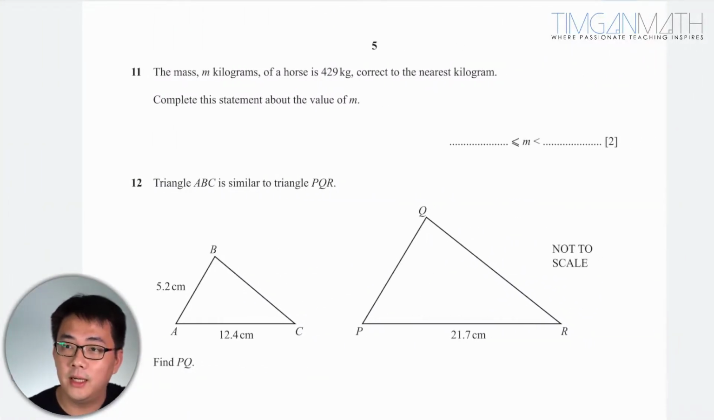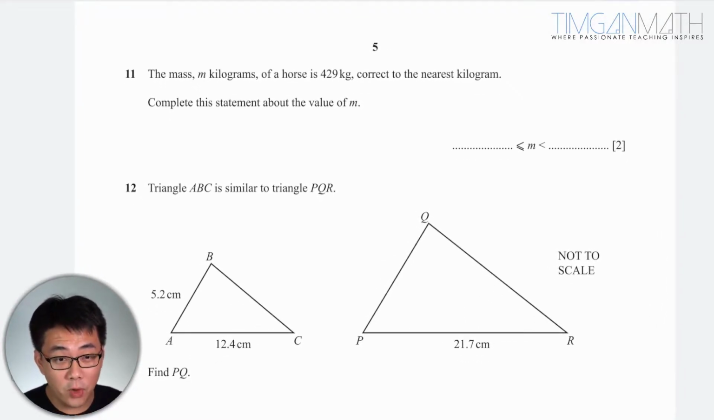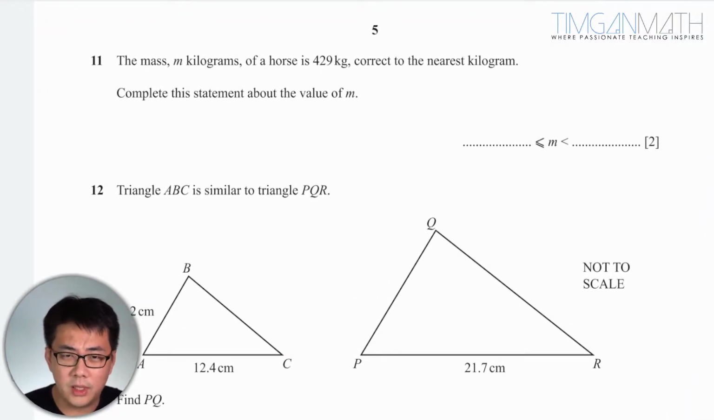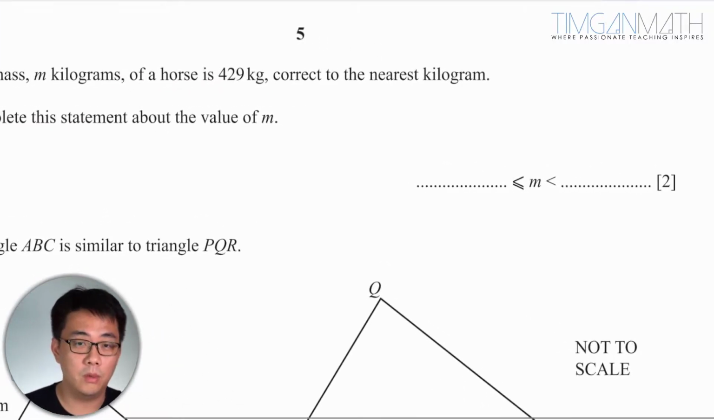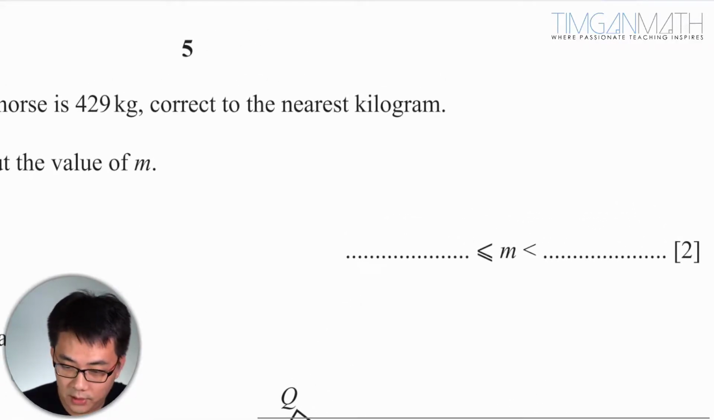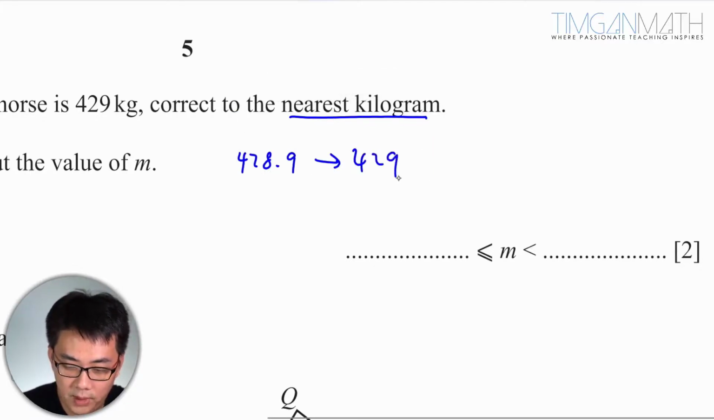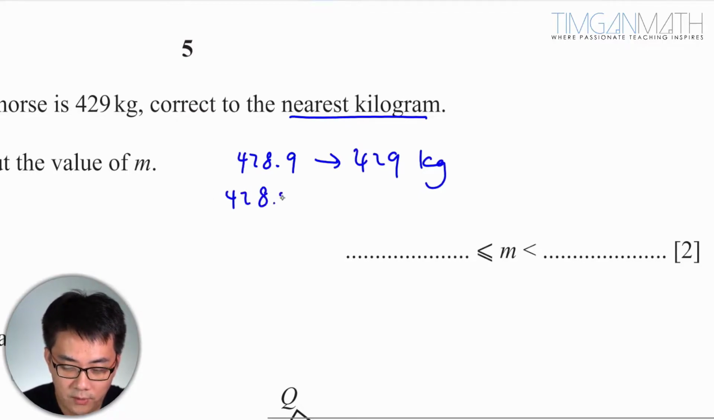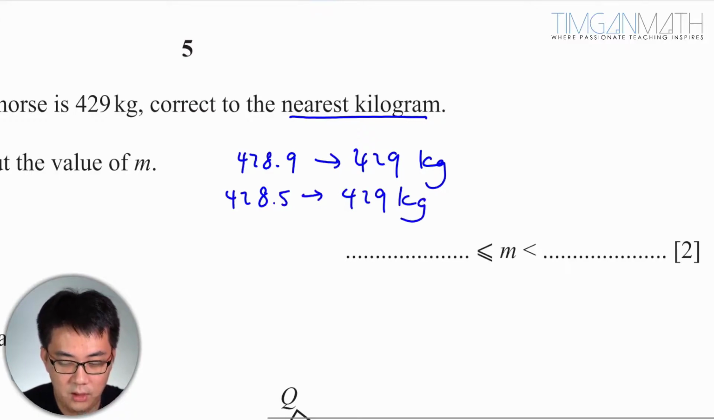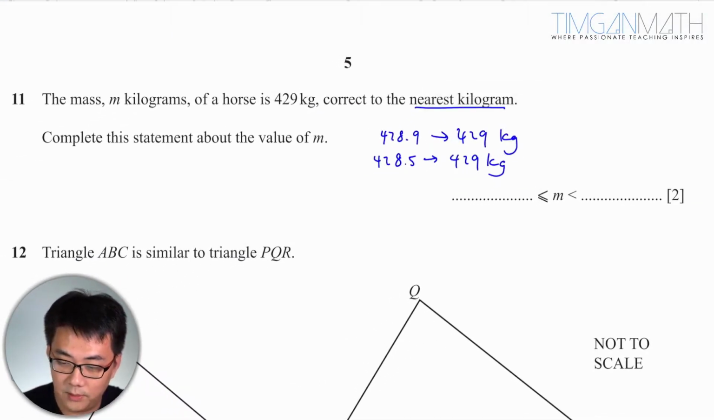So for the next question here, the mass m kilograms of a horse is 429 kg, correct to the nearest kilogram. Complete the statement about the value of m. Oh, okay, great. So if it's correct to the nearest kilogram, meaning 429, for example, if it's 428.9, correct to the nearest kilogram would be 429, right? 429 kg. Correct. So if it's 428.5, it will also be 429 kg. Am I right?